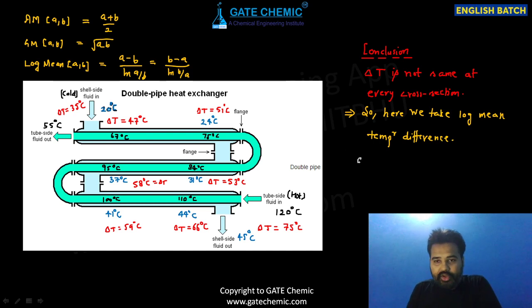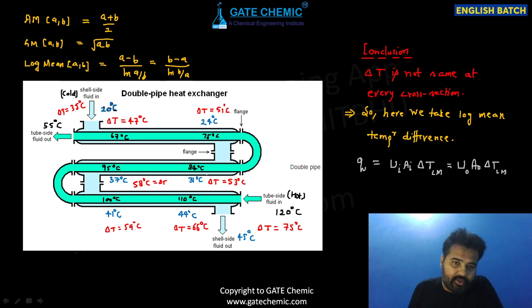So here we can use this formula, that is Q equals Ui Ai delta T LM, log mean temperature difference, or you can write U naught A naught delta T LM. What is Ai? Ai is the inside surface area. What is A naught? For the same inner tube, A naught is the outside surface area. That is, Ai is the inside area of the inner tube, and A naught is the outside area of the inner tube.